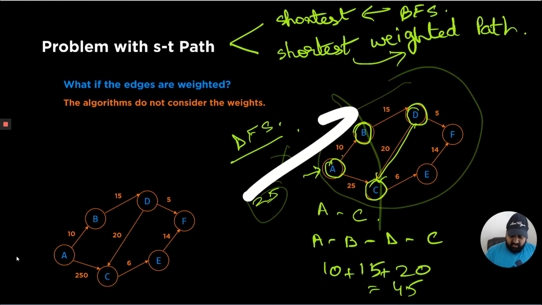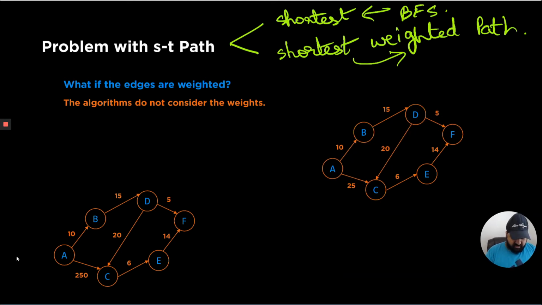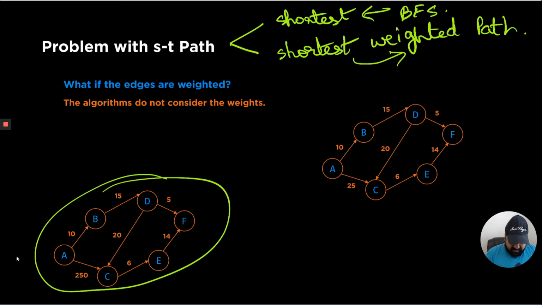Now, let's say we have another graph, the same graph here, but with a different value of the edge, which is 250 here instead of 25. Now here, if we perform BFS, we again get a wrong answer because we are trying to find a path between A and C. When we compare the destination node with C, we find it in the first iteration of the BFS, which is A to C is 250.